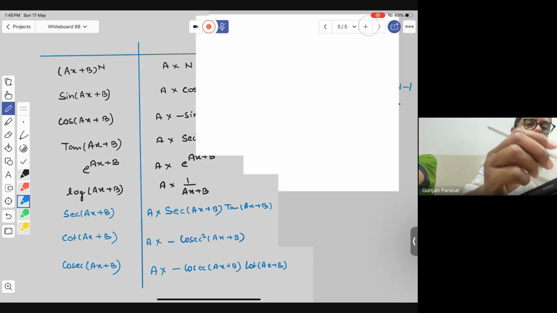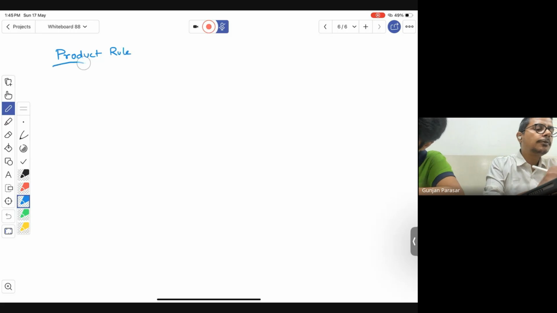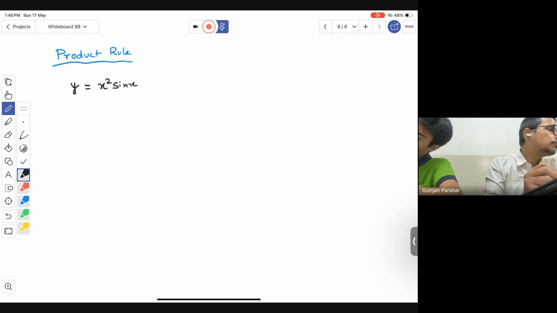Yes, sir. So the next thing is something called the product rule. Its name suggests you use it when you have a product of two things. That's why its name is product rule. Why else would its name be product rule? Suppose I give you y equals x square into sin x. If only x square is given, we know the formula, 2x. If only sin x is given, we know the formula, cos x, correct? But the product of these two becomes something else.